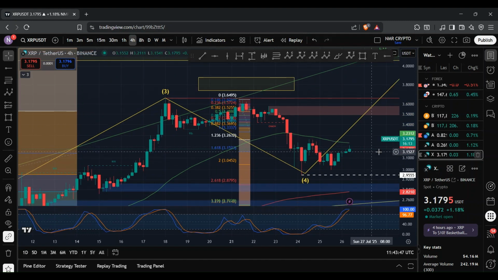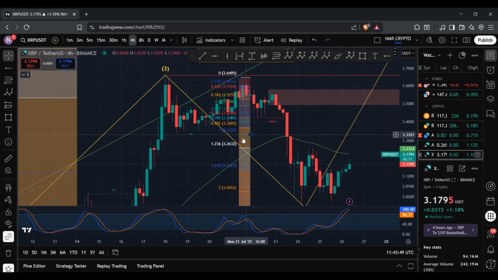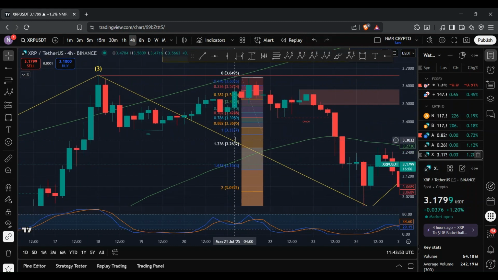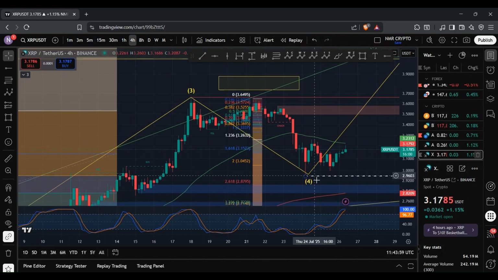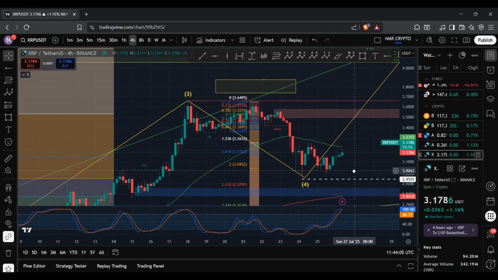And so here you can see that the typical range for that Y wave would be this region here between $3.26.32 to $3.33.37. But we ended up exceeding that range, where we ended up bottoming out, or I say bottoming out, we need further confirmation, but we ended up reaching this level at $2.95.55.